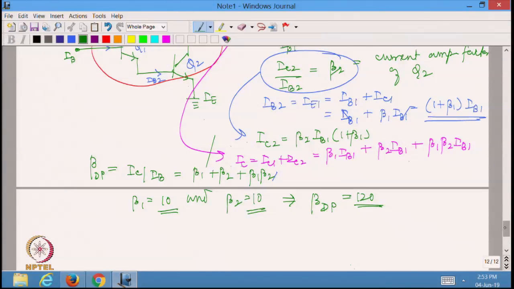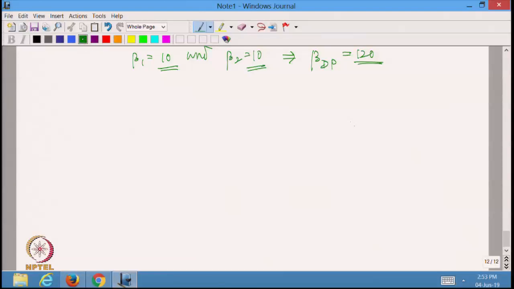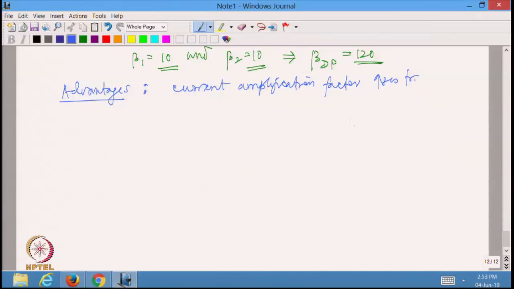So the major advantage of using the Darlington pair is that the current amplification factor increases tremendously, so the base drive requirement decreases.